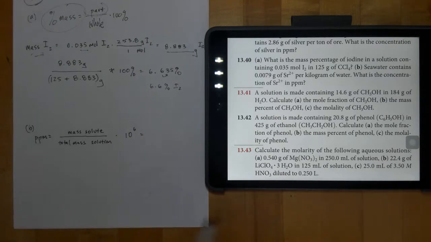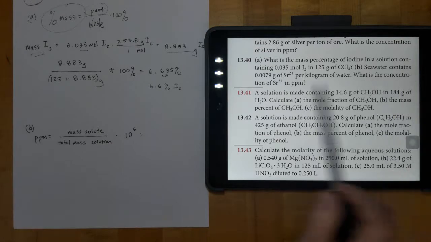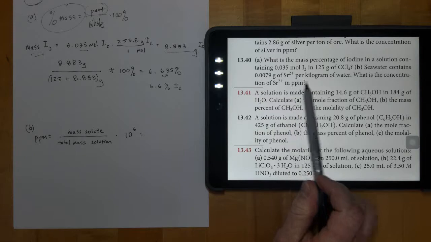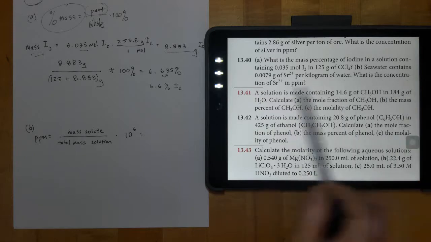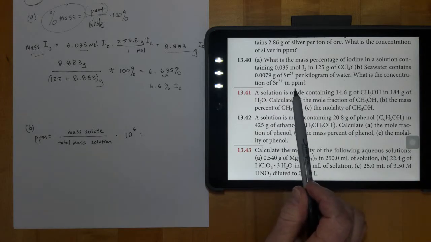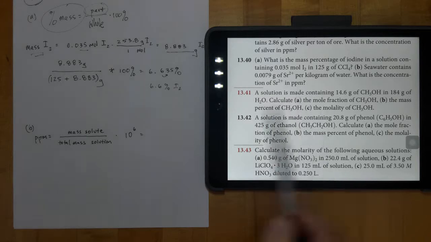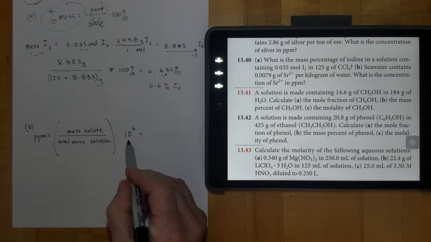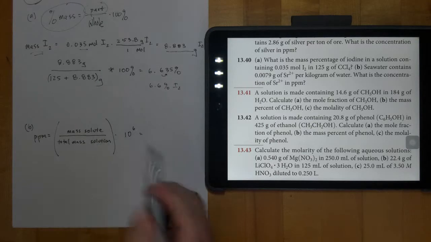All right, the second part says seawater contains 0.0079 grams of strontium ion per kilogram of water. What is the concentration of strontium ion in parts per million, ppm? So parts per million is equal to the mass of the solute divided by the total mass of the solution. So kind of like mass percent right here, except now we multiply by a million, or 10 to the 6th.